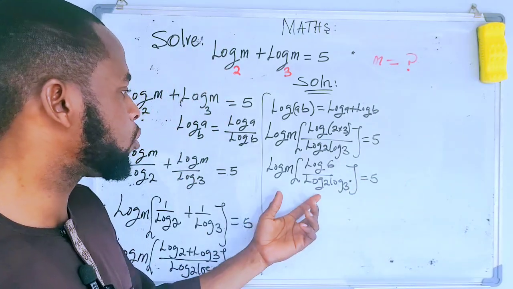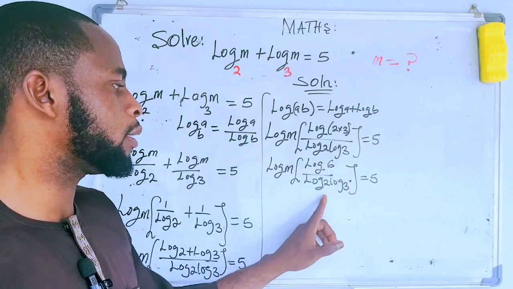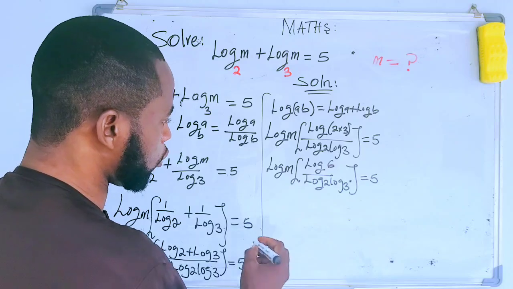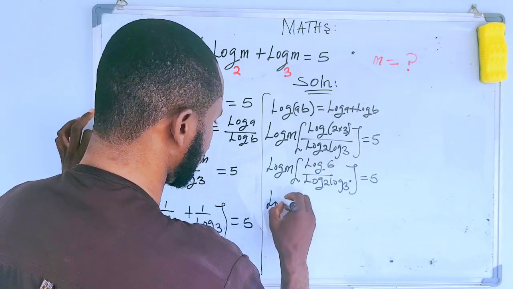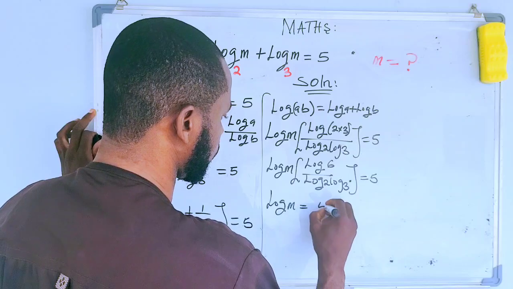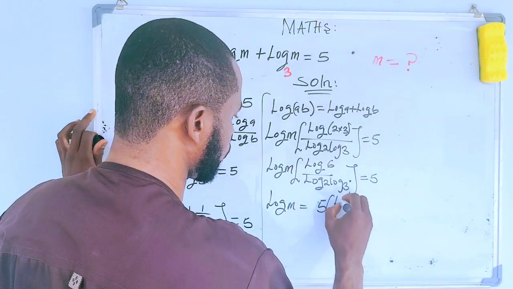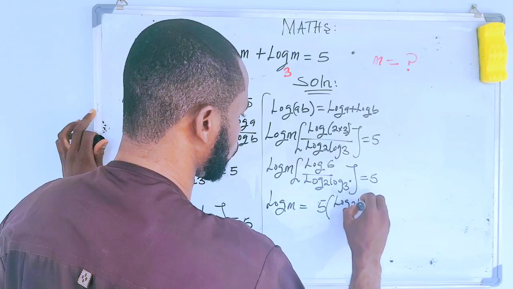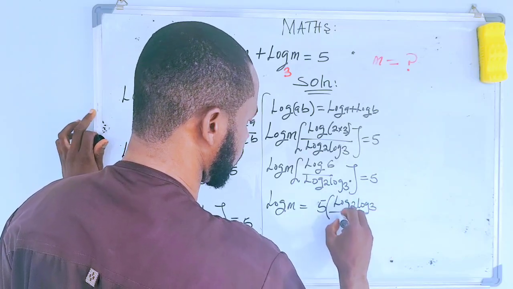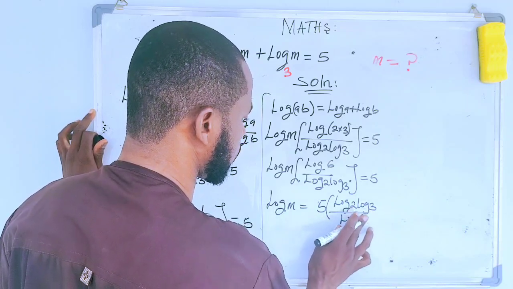At this point, we are going to divide both sides of the equation by log 6 divided by log 2 log 3, and the equation becomes log m equals 5 times log 2 log 3 divided by log 6.